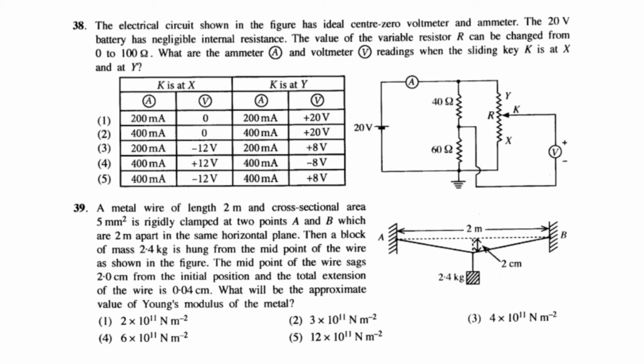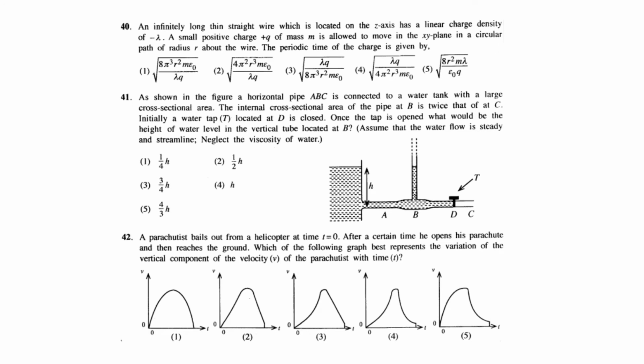Question number 40. An infinitely long thin straight wire is located on the z-axis, has a linear charge density of minus lambda. A small positive charge is allowed to move in the xy plane in a circular path about the wire. They are asking for the periodic time of the charge. If the electric field strength at a distance r from a wire is E, then we can write the electric force on the charge as EQ.